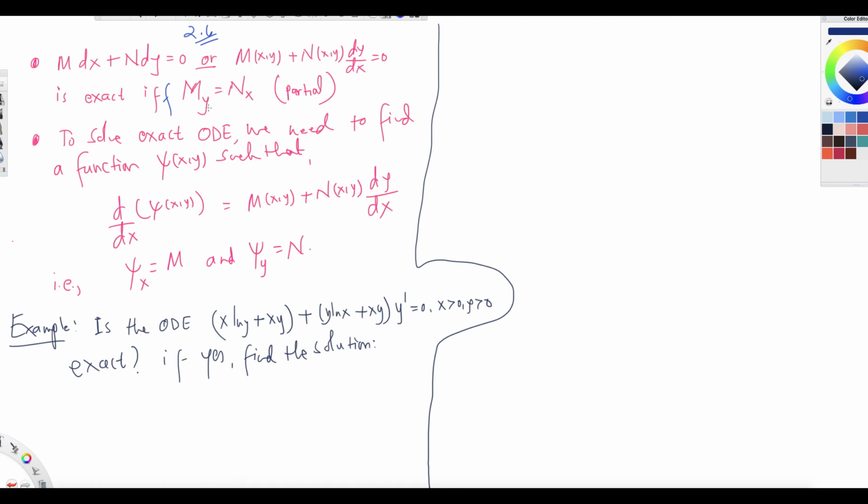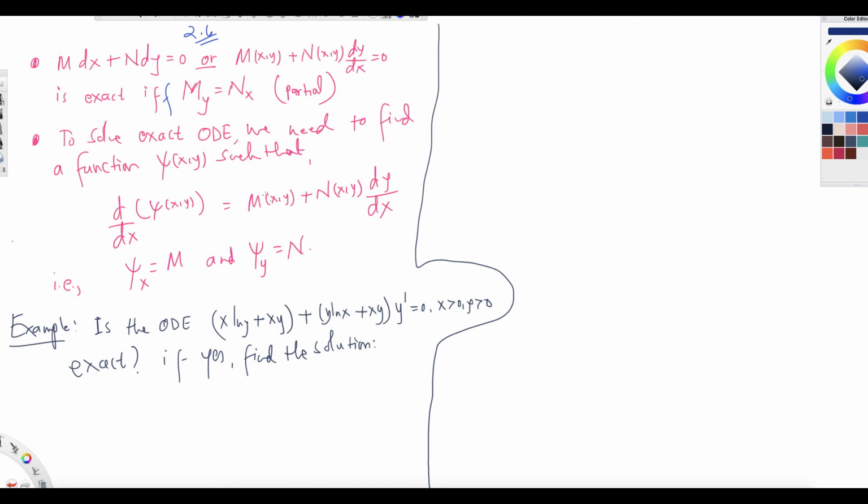Now how do we solve the exact equation? The idea of the exact equation is we should be able to find a function psi so that the derivative of psi with respect to x will be exactly the same as this left hand side, so that you can write the left hand side in the derivative of psi form, and then when you integrate, you can solve the equation right away. That's the idea. So to solve an exact ODE, we need to find a function psi(x,y) such that the derivative of psi(x,y) is the whole left hand side.